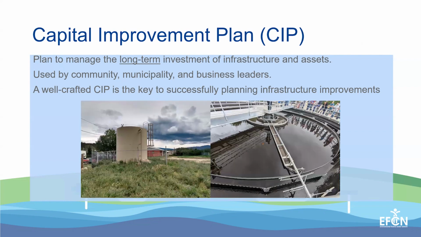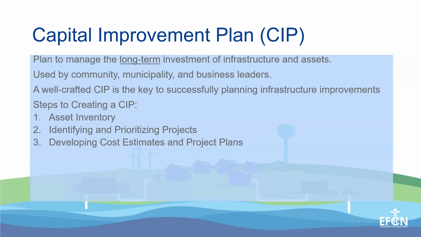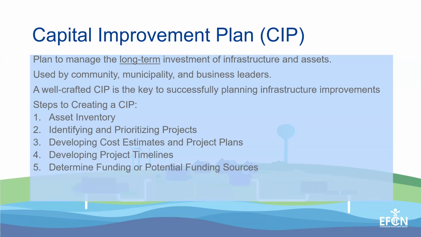Creating a CIP for a water or wastewater system involves several detailed steps, including assessing your current assets and needs, identifying and prioritizing projects, developing cost estimates and creating project plans and timelines, determining how you will fund these projects, and then implementing those plans. If these steps seem daunting, do not fret.